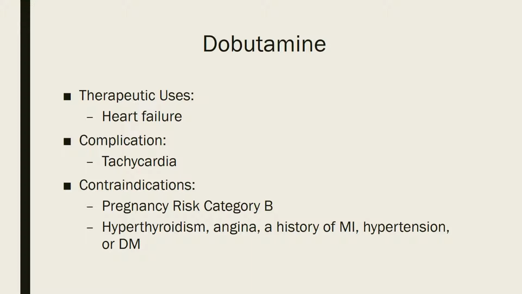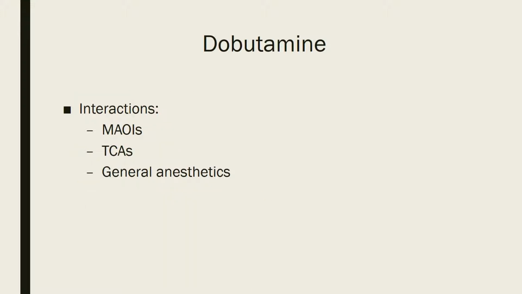Dobutamine is used for heart failure. A complication can be tachycardia, so you need to have them on vital signs monitoring and cardiac monitoring as well. Contraindications are pregnancy risk category B, hyperthyroidism, angina, a history of MI, hypertension, and diabetes mellitus. Interactions: MAOIs, TCAs, general anesthetics.